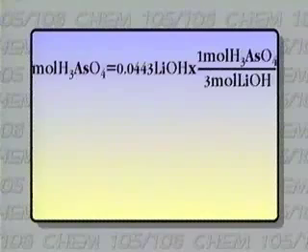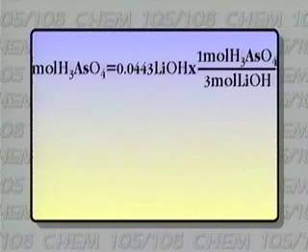Step number two, determine the number of moles of unknown, H3AsO4. That's going to be the number of moles of known multiplied by, remember, the second step always involves the stoichiometric relationship from the balanced equation. So our second step is to multiply by 1 mole of H3AsO4 per 3 moles of lithium hydroxide. We get that from our balanced chemical equation at the top.